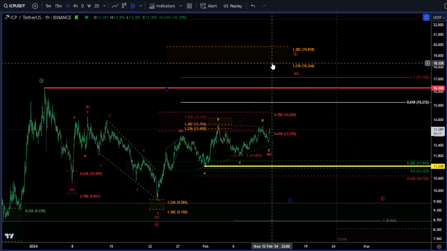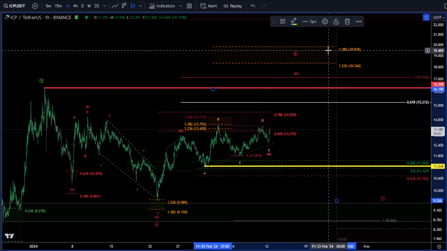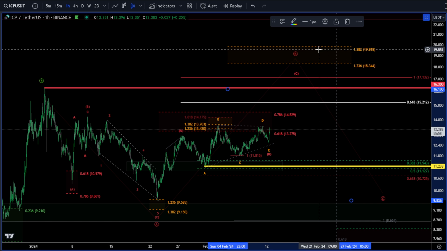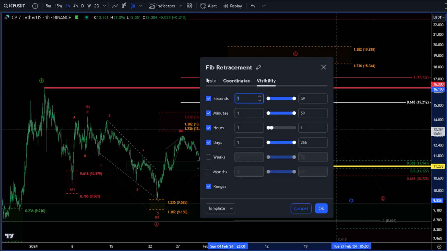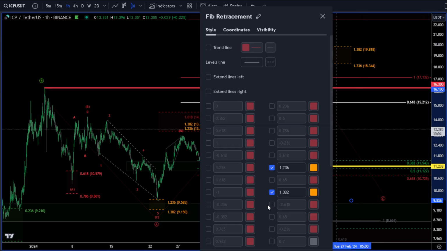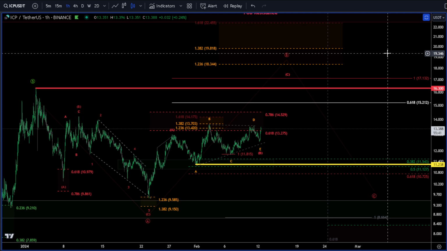Standard B wave, expanded B and X zone is up here between 1834.4 and 1981.8. Invalidation of a B wave, where we are actually making another move to the upside, is past the 1.618. I don't know why that's not there. There we go. Past the 1.618 at 22,455.